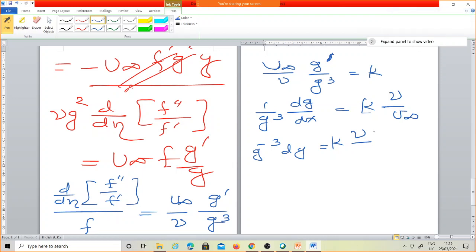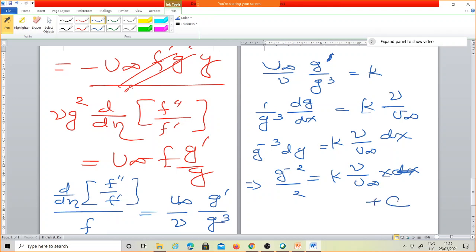So mu by u infinity, and then we have dx. Just shuffle it, and then you integrate, you will get what? So this will be g to the power minus 2, divided by minus 2, should be equal to k mu by u infinity, and you will have x, sorry, you don't have the dx. You will have x and then the integrating constant c.